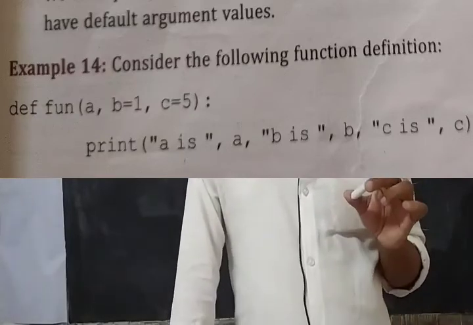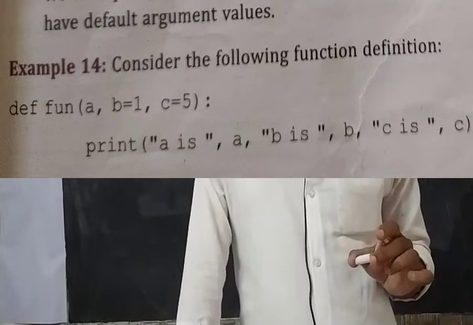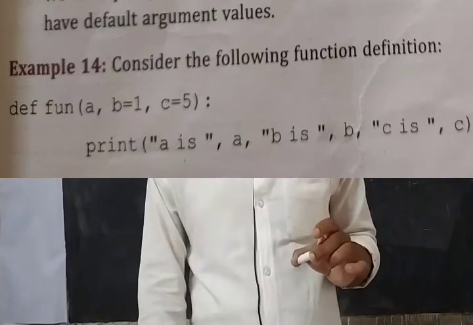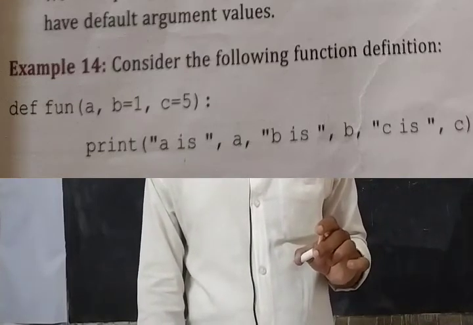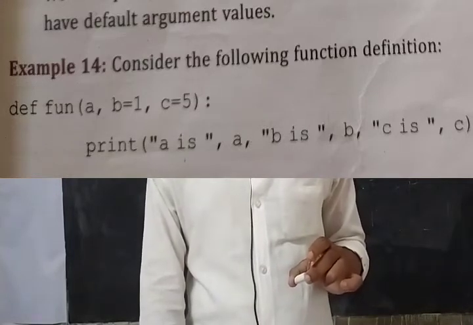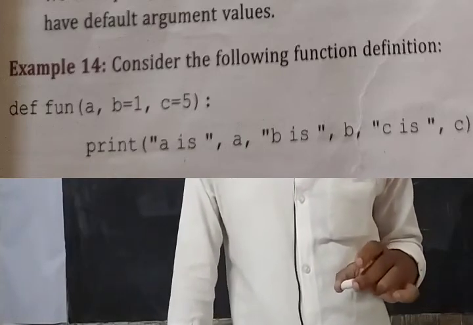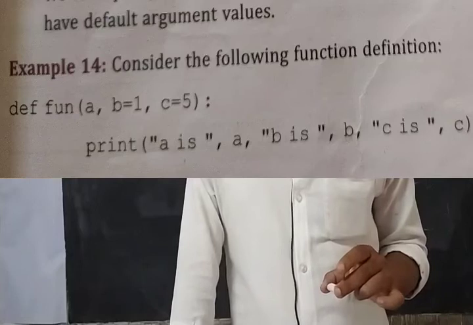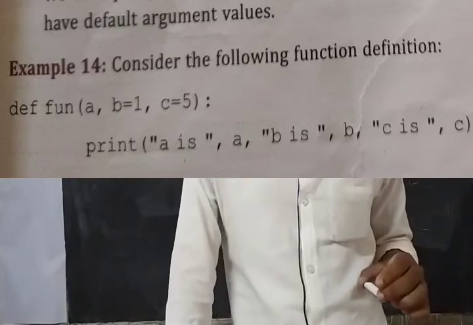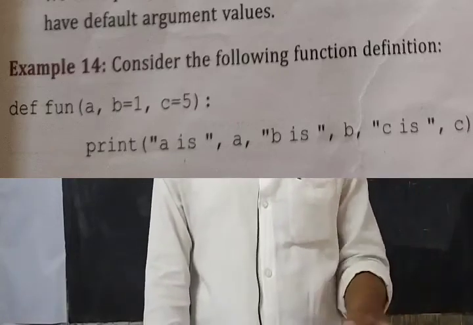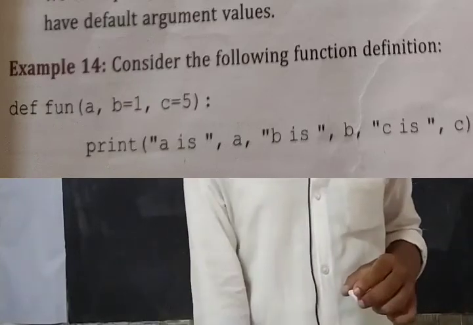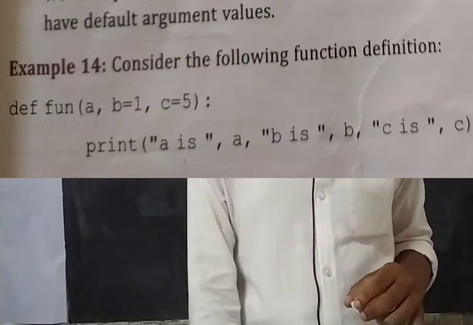Consider the following function definition. def function of a comma b equal to 1, c equal to 5. We already gave values for b and c. For a there is no value, b equal to 1, c equal to 5. Then first code is print within double quotes "a is" comma a, that means it will print the value of a. Then "b is" comma b, that means it will print the value of b. Comma "c is" comma c, that means it will print the value of c.